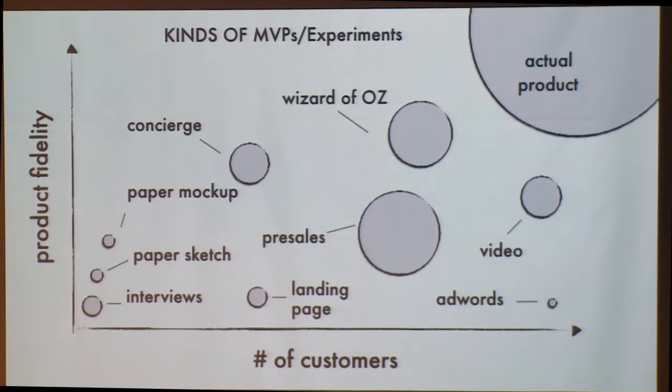AdWords is a simple way to check. If you throw up an ad, you can say, okay, I'm going to put an ad here. I'm going to spend $100. I expect 20 people to click on this ad, and I'll view that as success. We'll talk a little bit about Wizard of Oz in a second.